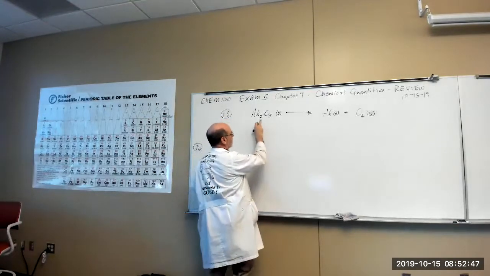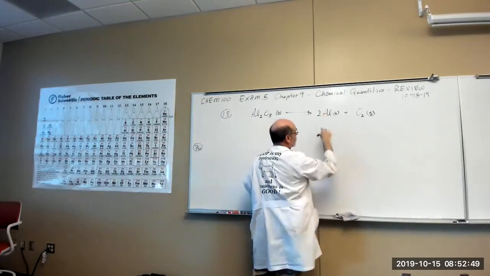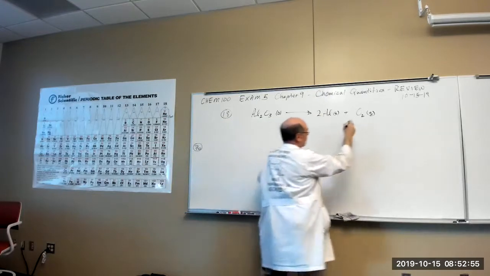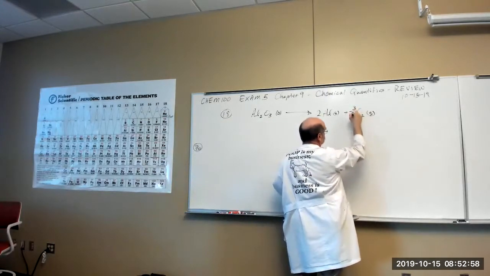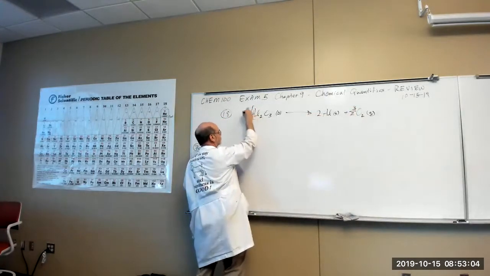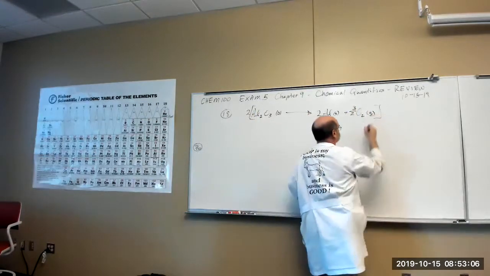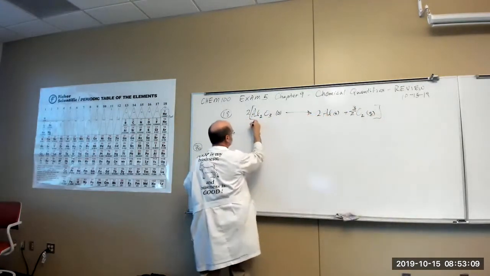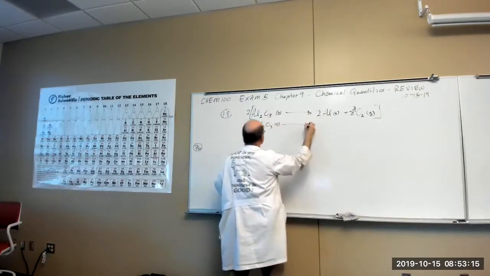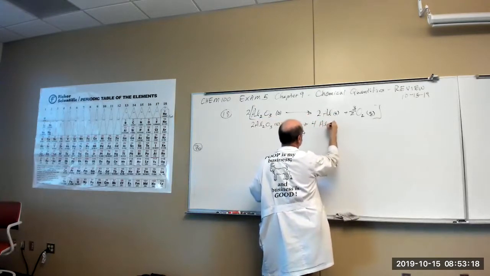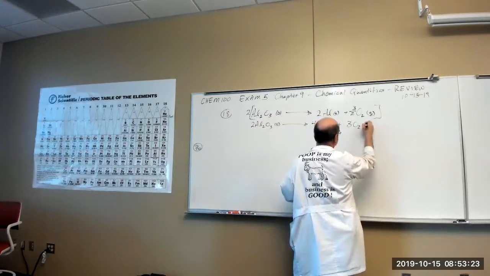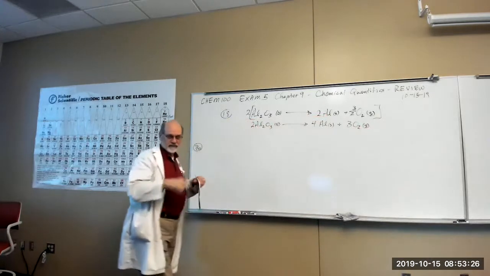So now we need to balance it. We need two aluminums. Since they're both elements, we don't even need a table. We need 3 oxygens. So that gives us 3 oxygens. But now, what do we do? Get rid of the fraction. So now we have 2 aluminum oxide and 4 aluminum metal and 3 oxygens. Okay? We use the fraction trick.